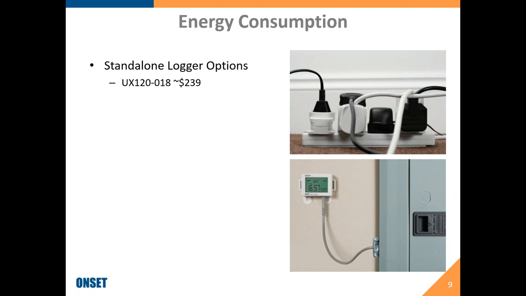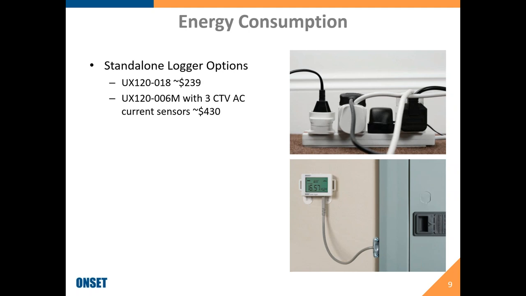UX120-018. That's Onset's plug load HOBO. This easy to deploy logger measures and records power and energy consumption of 15 amp 120 volt plug loads. It's great for use on office equipment, vending machines, and other devices. And it's incredibly accurate with 0.5% accuracy and resolution of 1 watt. It's an ideal choice for building audits, specifically when you need that sort of granularity in which plug loads are using the most energy.